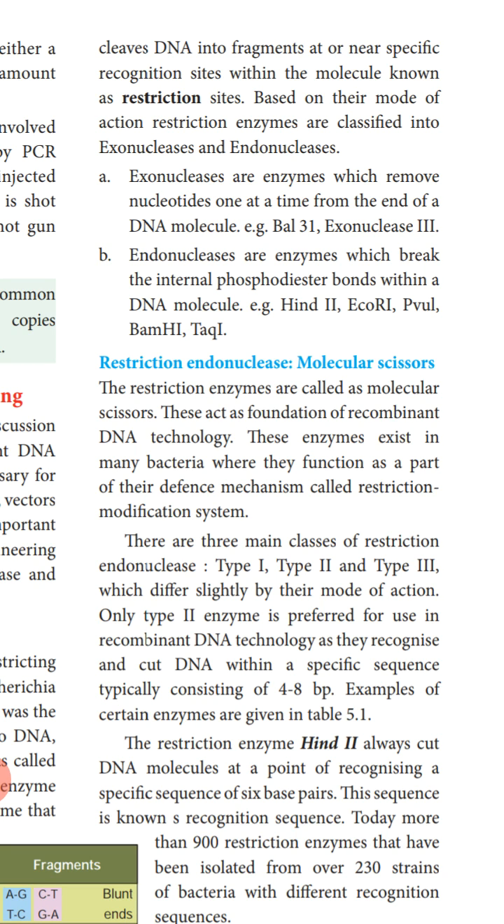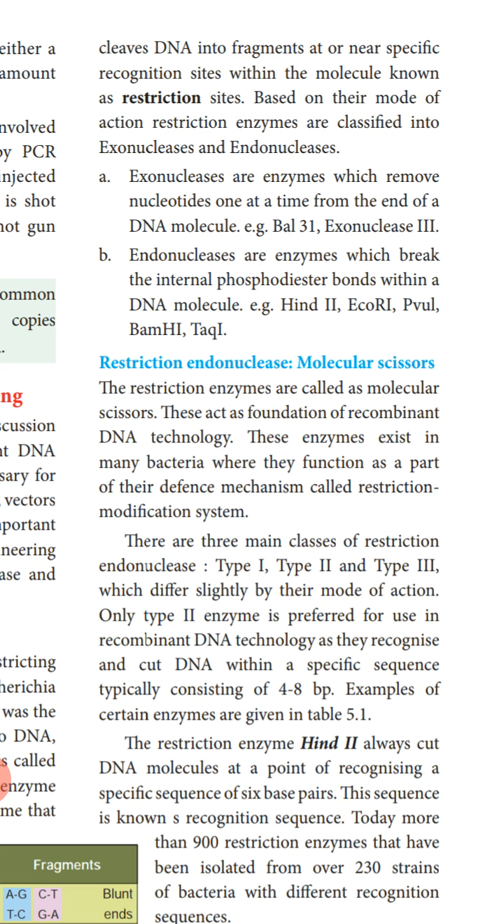These restriction endonucleases are found inside some bacteria, meant for self-defense. They help in protecting the bacteria from the attack of some pathogens. There are three main classes of restriction endonuclease, type 1, type 2 and type 3, which differ slightly in mode of action. Only the type 2 enzyme is preferred for use in recombinant DNA technology.